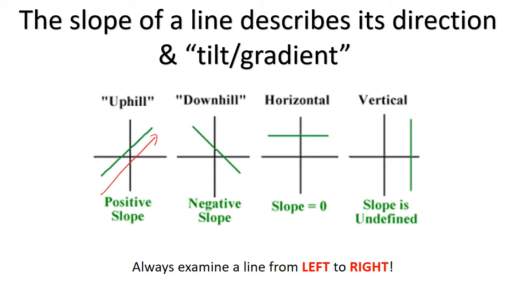Now all lines should be examined and read from left to right. Notice if a line is going uphill as you trace it from left to right, that is said to have positive slope. If a line is going downhill from left to right, it is said to have negative slope.